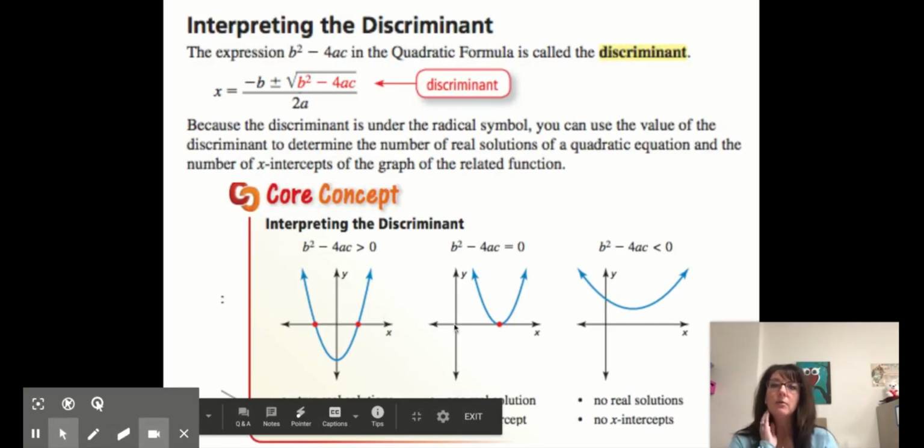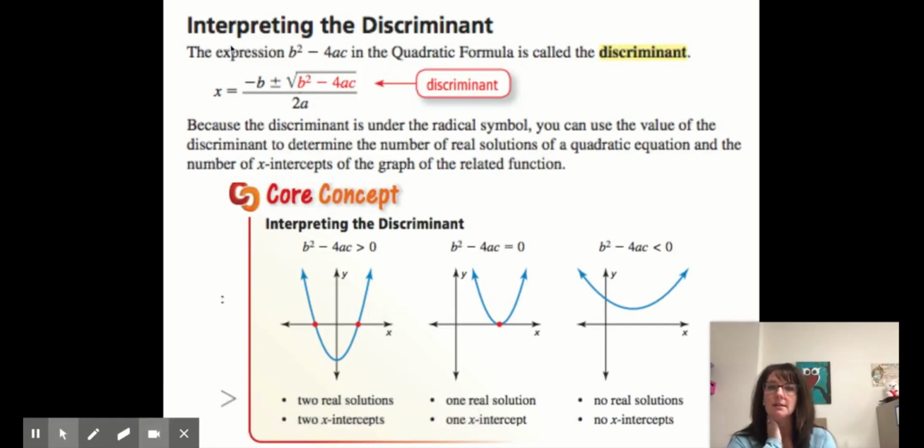Okay, so now we're going to look at the discriminant. So it says the expression that's under the radical right here. You can see the discriminant, b squared minus 4ac. It's the discriminant because it pretty much has all the power. It's going to tell us whether or not we're going to have any real or imaginary solutions. Because it's under the radical, we can use this value to determine the number of real solutions that we'll have, which is also the number of x-intercepts that the graph will have.